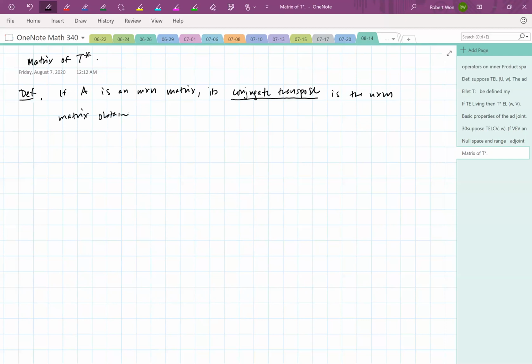obtained by taking the transpose followed by the complex conjugate of every entry. So this is a well-named concept. What is the conjugate transpose? You just take the conjugate and then the transpose.